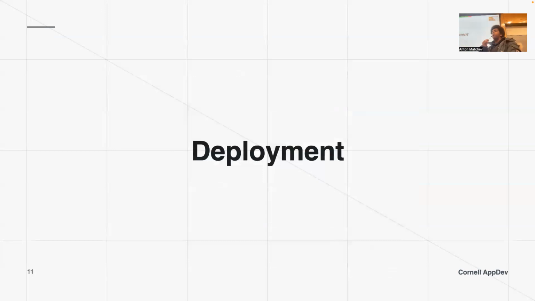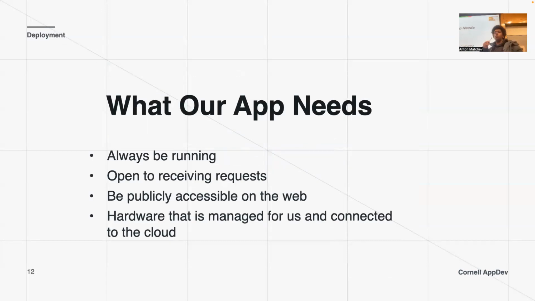So now we're going to talk more about deployment and how you can do that with your own apps. If you have a web app that you want people to use, you have a few important needs. The first need is that your app is always running, so that people who want to use your product or service can use it whenever they want, and not only when your laptop is turned on. It also has to be open to receiving requests online, so it has to be accessible to the internet.